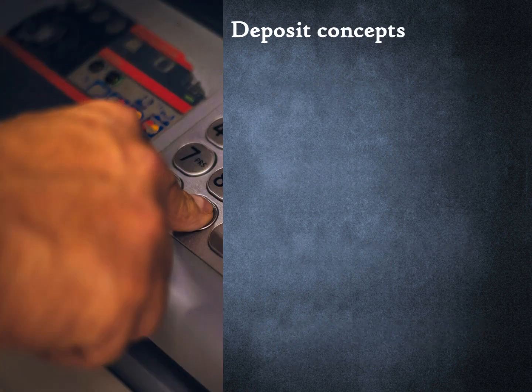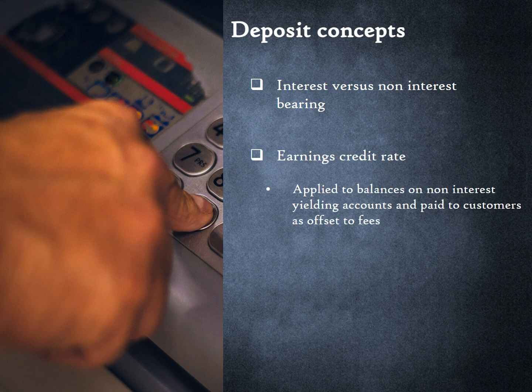We will now quickly cover some concepts related to deposits. First, deposits can be interest-bearing or non-interest-bearing. Typically, deposits that offer higher rates have limitations on the ability to withdraw funds. Second, even on non-interest-bearing deposits, banks may offer their customers what is called an earnings credit rate. Instead of paying out interest, the bank calculates an imputed interest rate on balances held in such accounts and gives credit in the form of offsets to service fees incurred on the account.